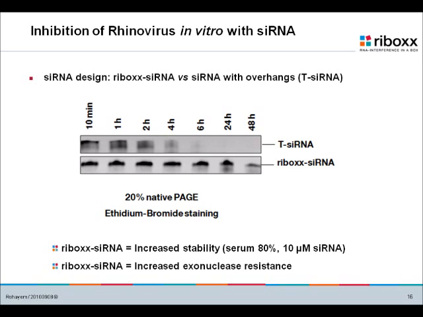You can see here an experiment that we did with a Tuschl design, so with a classical overhang, in comparison to the riboxx, incubated in 80% mouse serum at 10 micromolar, a quite high concentration of small interfering RNA, and looked in a native PAGE at what happens to the siRNA after 1 hour, 2 hours, 4 hours. With the Tuschl design, you have a complete degradation of the siRNA after 6 hours. In comparison, the riboxx siRNA is resistant up to 48, I would say up to 72 hours, because of this clamp that increases the resistance to exonucleases present in the serum.